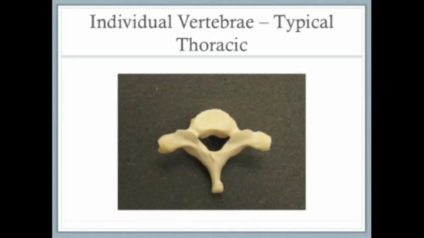Thoracic vertebrae are a little bit bigger than cervical vertebrae. They are distinguished by an elongated, downward pointing spinous process, and elongated transverse processes meant for articulation with the tubercle of the rib.